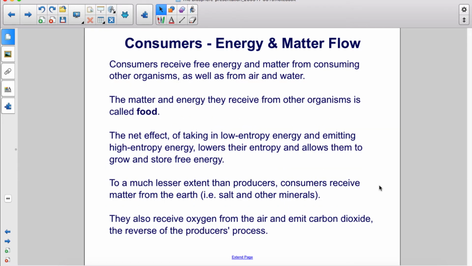Consumers receive free energy and matter from consuming other organisms, as well as from air and water. The matter and energy they receive from other organisms is called food. The net effect of taking in low entropy energy and emitting high entropy energy lowers their entropy and allows them to grow and store free energy. To a much lesser extent than producers, consumers receive matter from the earth, i.e., salt and other minerals. They also receive oxygen from the air and emit carbon dioxide, the reverse of the producer's process.